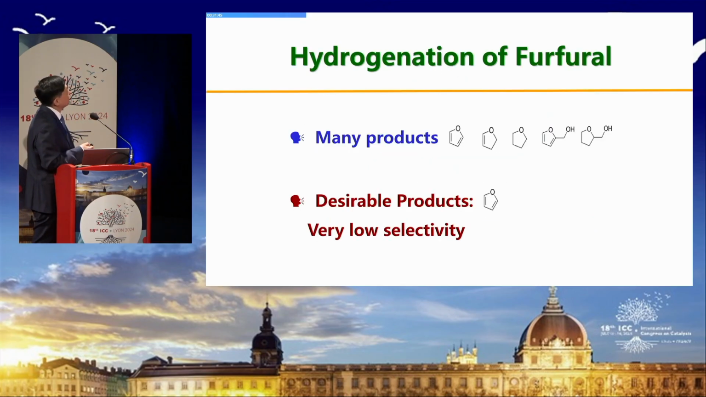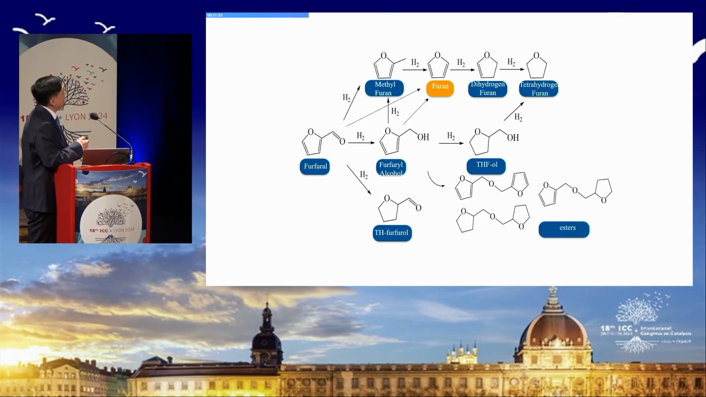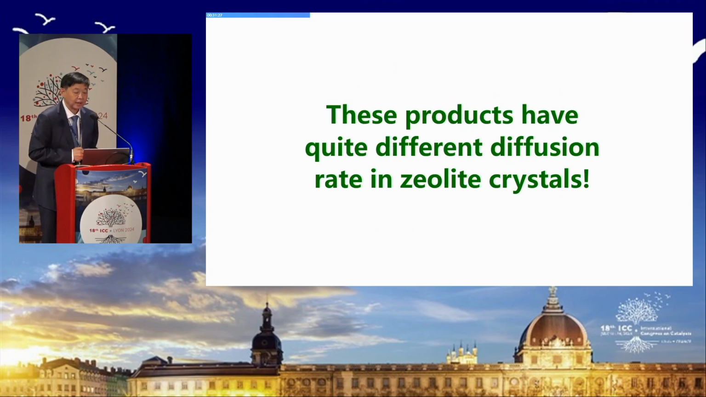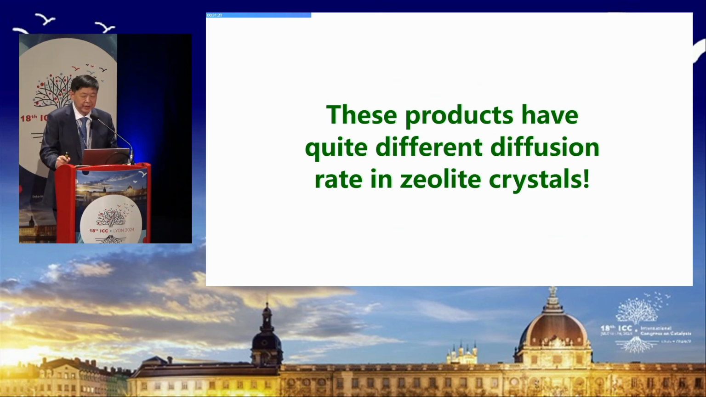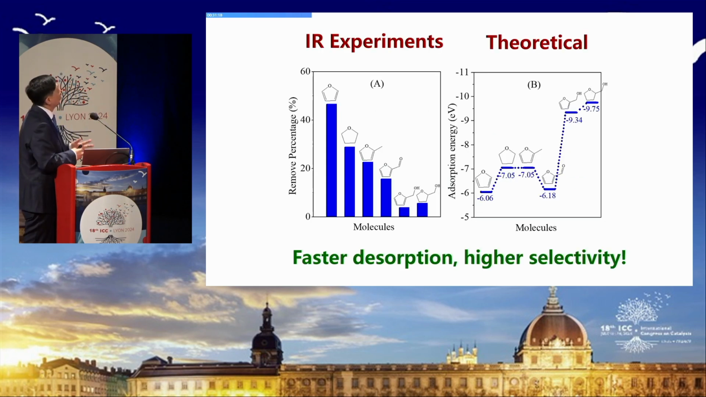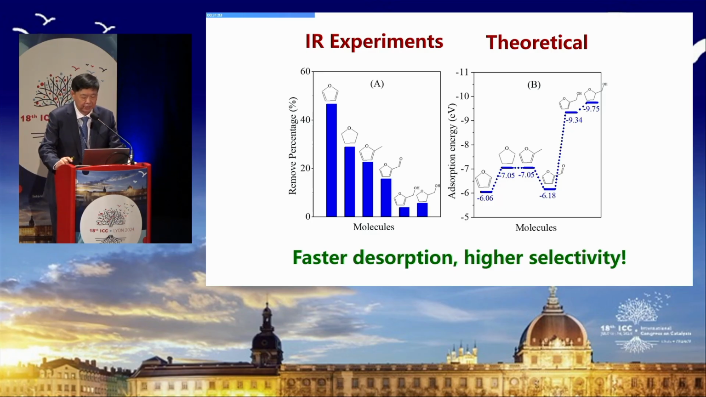In this hydrogenation, there are many different products, but our desirable product, Feng, always gets very low selectivity. Why? Due to the complex reaction mechanism, there's just little selectivity for Feng. We found that the different products have quite different diffusion rates in the zeolite crystal. From infrared and theoretical simulation, we found that Feng diffuses very fast. So we came up with a new idea: probably faster desorption shows higher selectivity for the product.